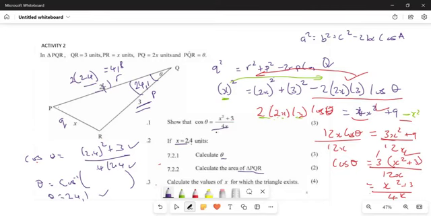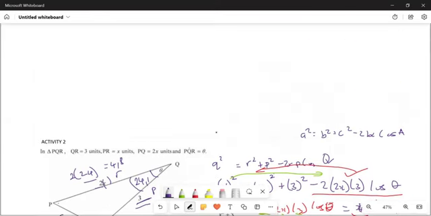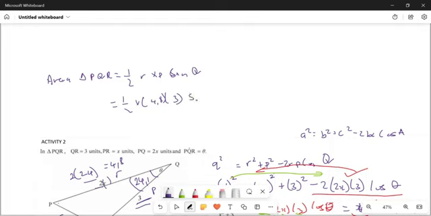So we have a side, a side and an included angle. Since we have a side and an included angle, you can carry on. The area of triangle PQR is going to be given as half, R multiplied by P, the sine of Q. This is going to be half multiplied by 4,8 multiplied by 3 multiplied by the sine of 24,1.